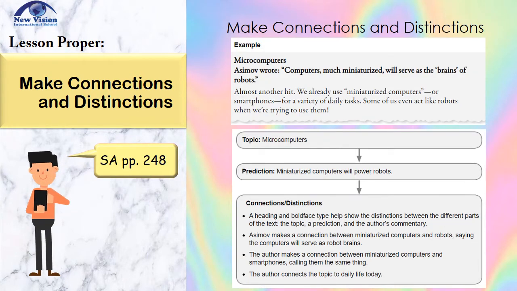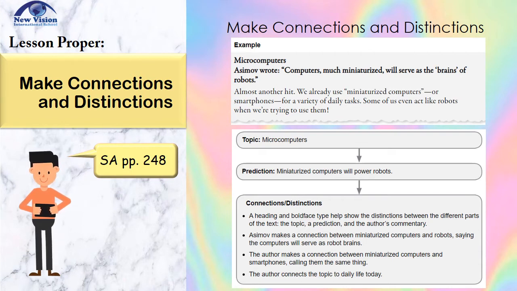Let's take a look at the example in your book. The topic is microcomputers. The prediction? Miniaturized computers will power robots. These are the connections and distinctions.